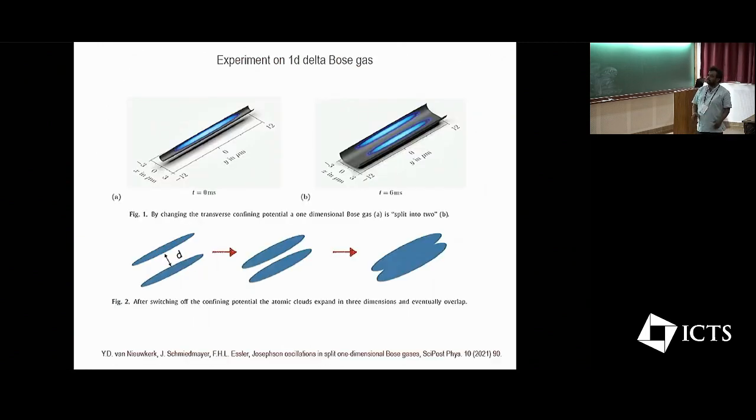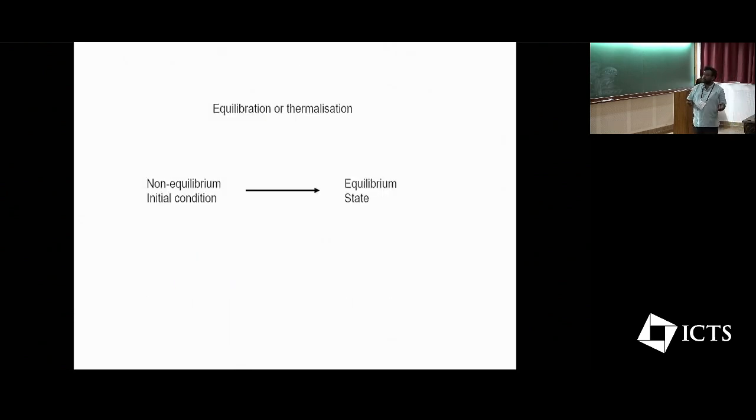There are several other studies of this similar question. For example, this is an experiment in which you prepare an ultracold Bose gas in two traps, a double-well trap, and then suddenly switch off the confining potential and observe the evolution of the density. So you prepare the system in a non-equilibrium state and then observe its evolution towards the final state. Such problems in general are known as equilibration or thermalization problems, where you start from a non-equilibrium initial condition and look at the evolution towards the final state, which is an equilibrium state.